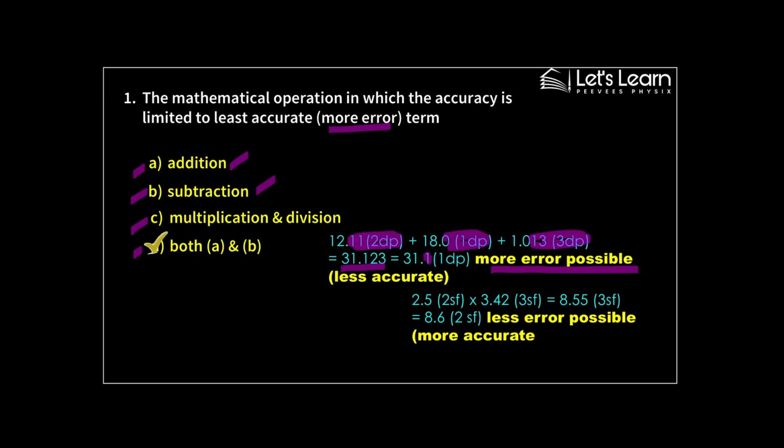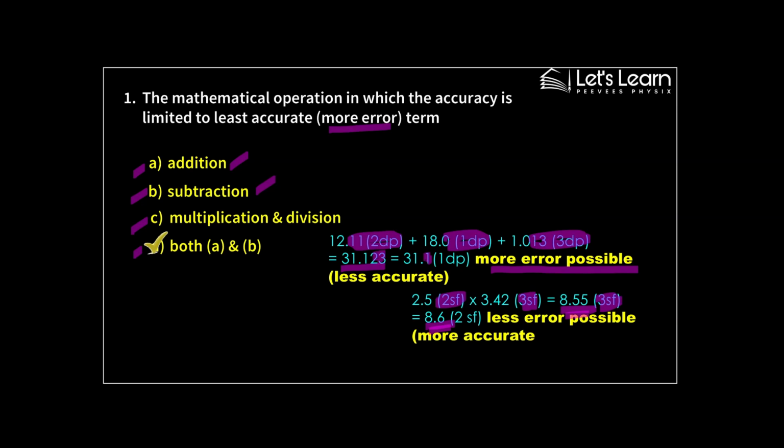Now let's cross-check for multiplication. In case of multiplication, we follow the least number of significant figures. Here you have 2 significant figures. Here you have 3 significant figures. And when you do the calculation, it gives you 3 significant figures. But we keep only 2 figures, 8.6. Just 1 figure is rounded off.